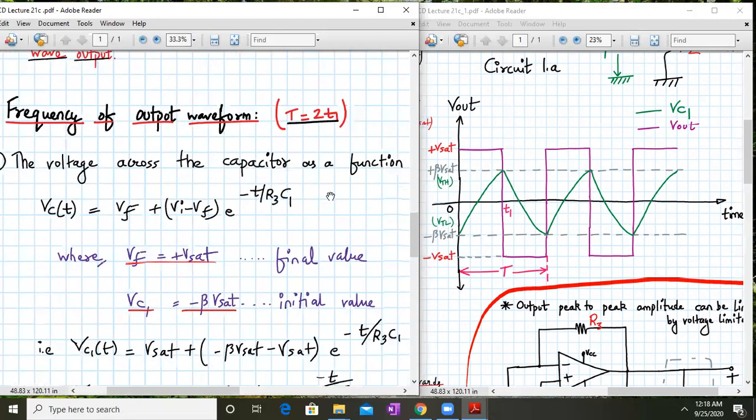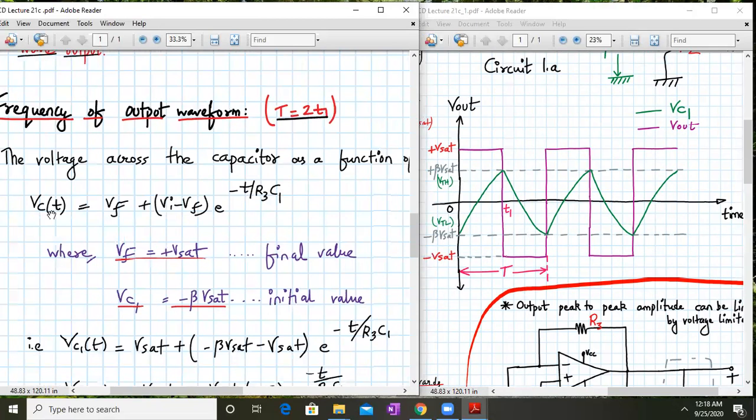So the voltage across the capacitor as a function of time can be written as follows. Vc of t, it's a function of time, is given by Vf plus (Vi minus Vf) e raised to minus t upon tau. I mean the tau is basically R3 into C1. So basically it's a time constant, R3 into C1, where Vf is the final value of the capacitor voltage. Vi is my initial value. So here my initial value across the capacitor, let us assume that it is minus beta Vsat.